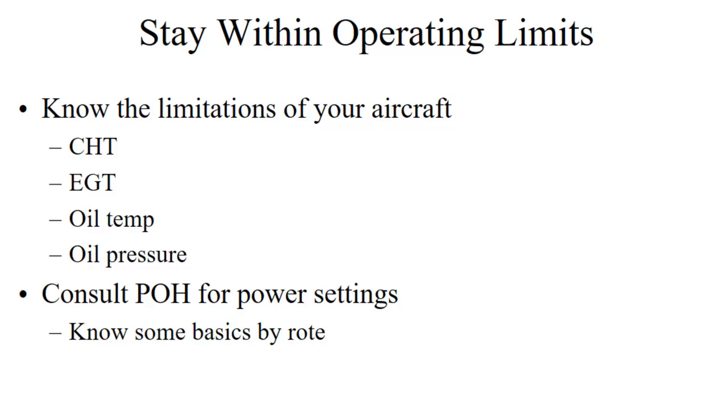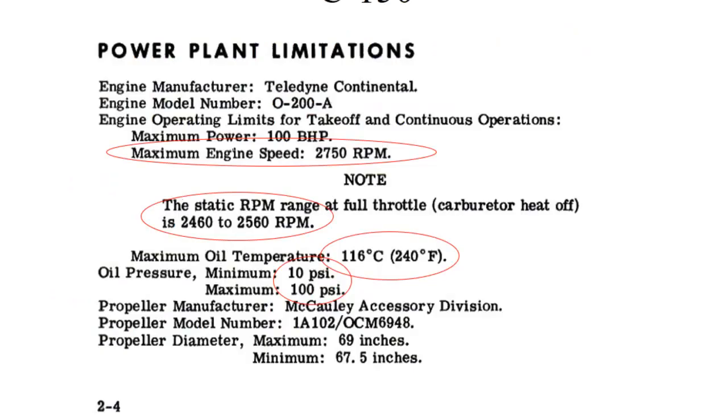Staying within operating limits is always important. And you should have some basic power settings memorized for the aircraft if you're flying it on a regular basis. So here are some examples of some of the limitations in a Cessna 150. We have max engine speed, and a static RPM, which is how we test the engine. With the brakes locked on the ground, we go to full power, carb heat off, and the RPM should fall within this range. That's a good one to know in case you want to run the engine up and check it.